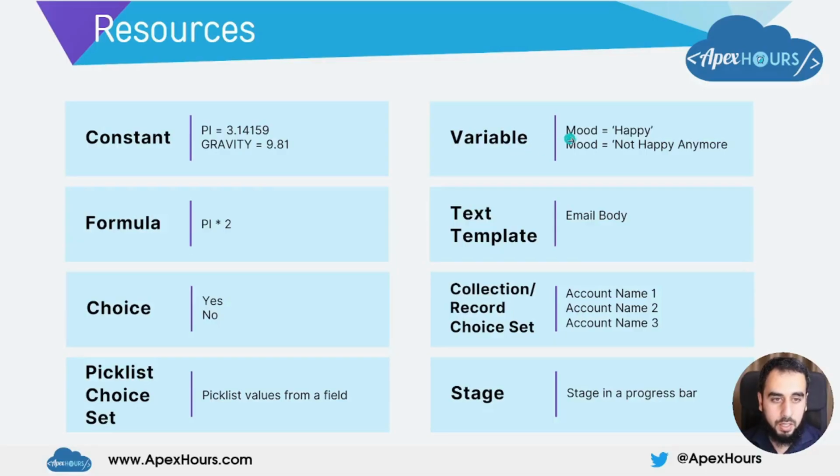An example is if we have a variable named mood and it is happy at the beginning of the flow, and then towards the end of the flow that value changes from happy to not happy anymore. We have different data types of variable. We'll talk about them in a second.